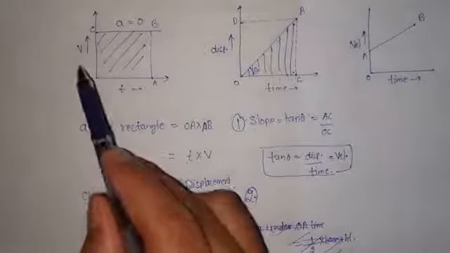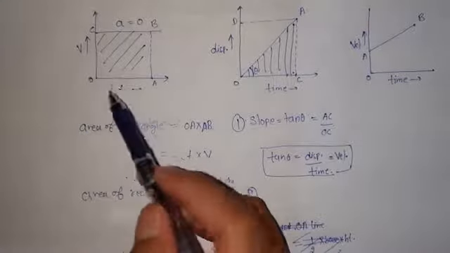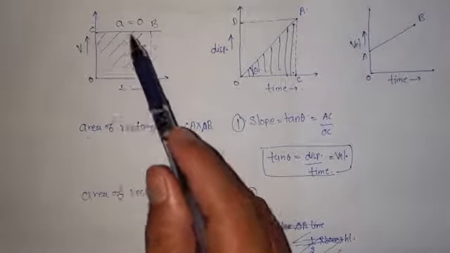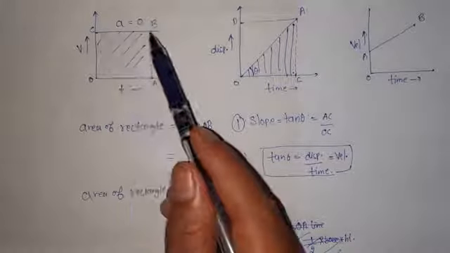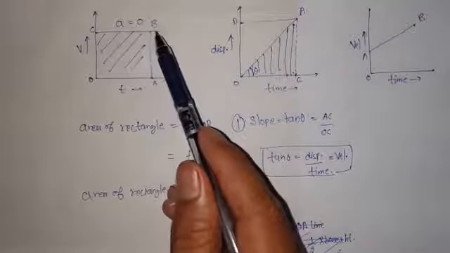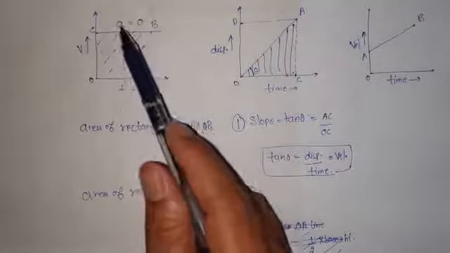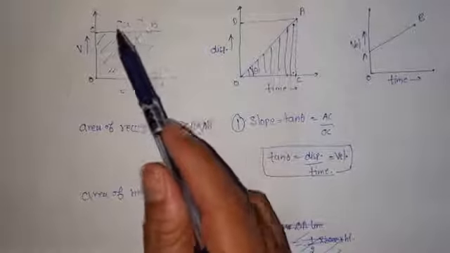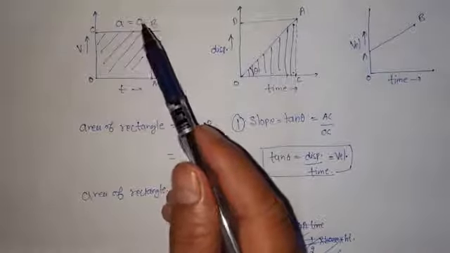So first, this is a velocity time graph. In this velocity time graph there is a line which is parallel to the time axis. That means the velocity is going to be constant on this line. If velocity is constant, then directly it means the acceleration is going to be zero.